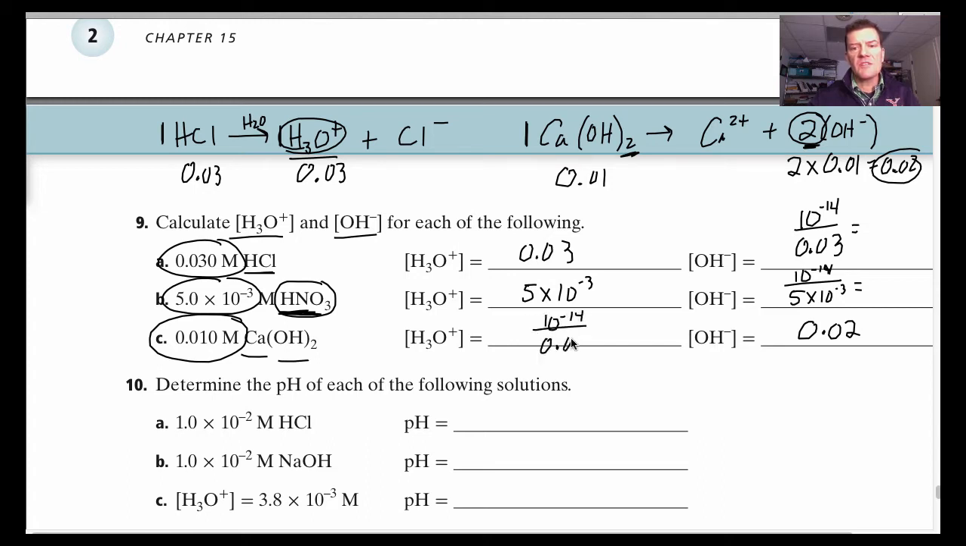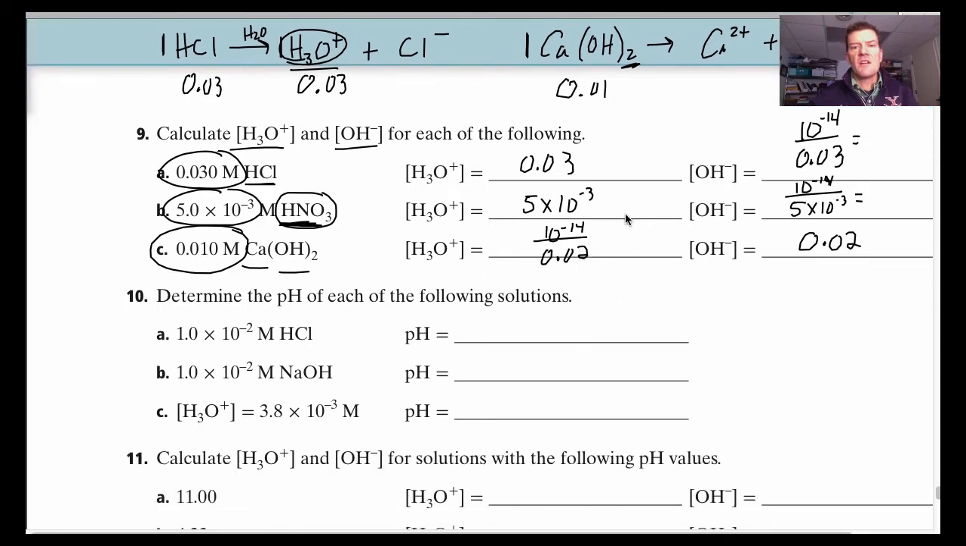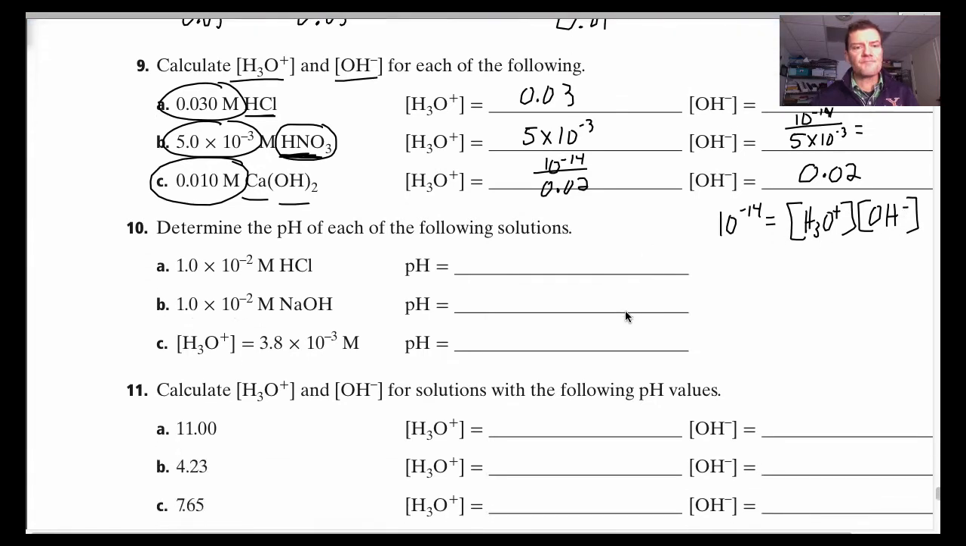and divide by 0.02. Okay? These were able to be calculated because you know that 10 to the negative 14 is the constant for the product of your hydronium ion concentration and your hydroxide ion concentration in an aqueous solution. Okay?